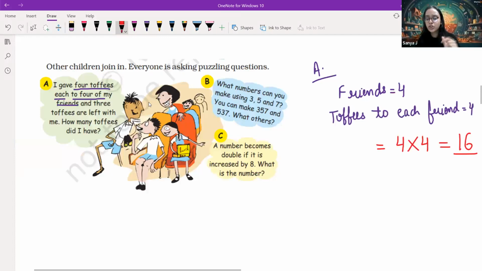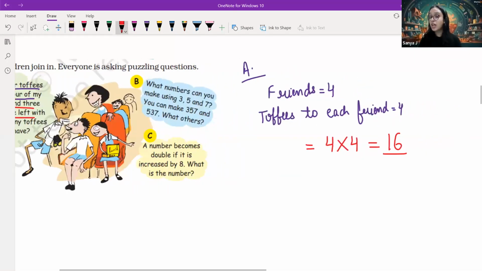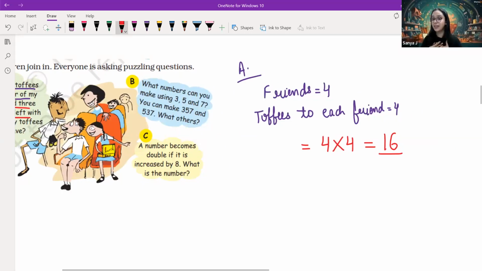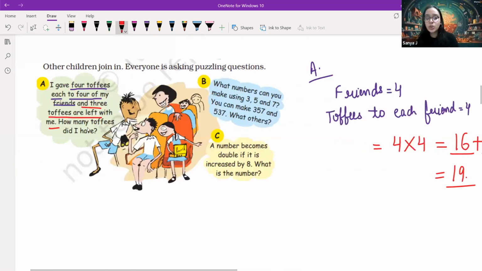Let's move on to the next part of this question. And 3 toffees are left with me. When I have distributed 16 toffees, even after that, 3 toffees are left with me. So now I need to find the total which I had. So for this, I will add back the 3 toffees which are remaining with me. So what is 16 plus 3? That is nothing but 19. So the total number of toffees that I had is 19. Simple. Let's now move ahead with the B part.